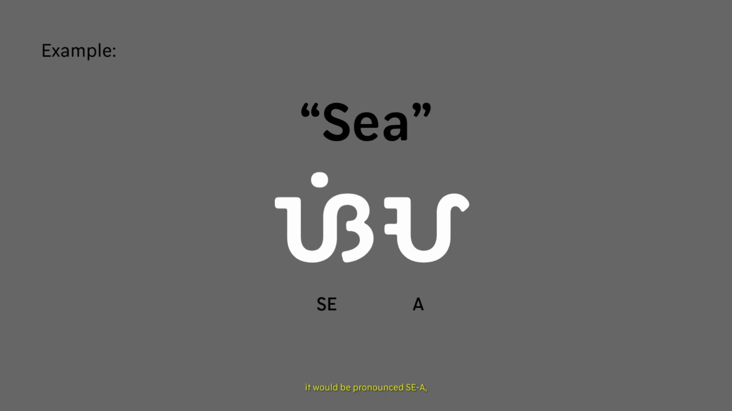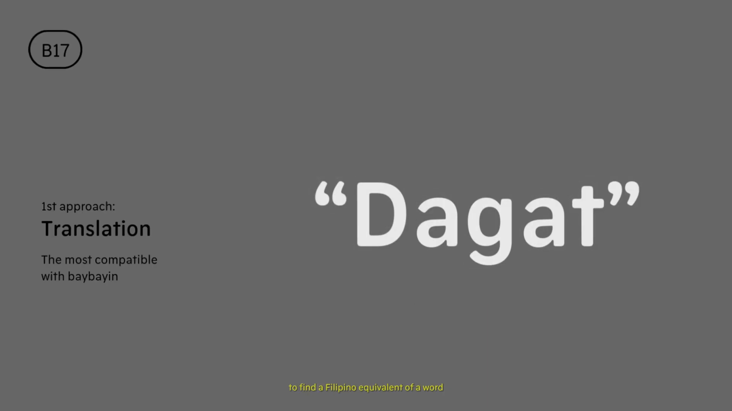Spelled like this, it would be pronounced "sea," which is incorrect. We should also note that English is riddled with conflicting ways of pronouncing words and is not natively suitable to be spelled using the Baybayin script. This is why it is recommended to find a Filipino equivalent of a word before writing in Baybayin. In this case, we have dagat for sea.